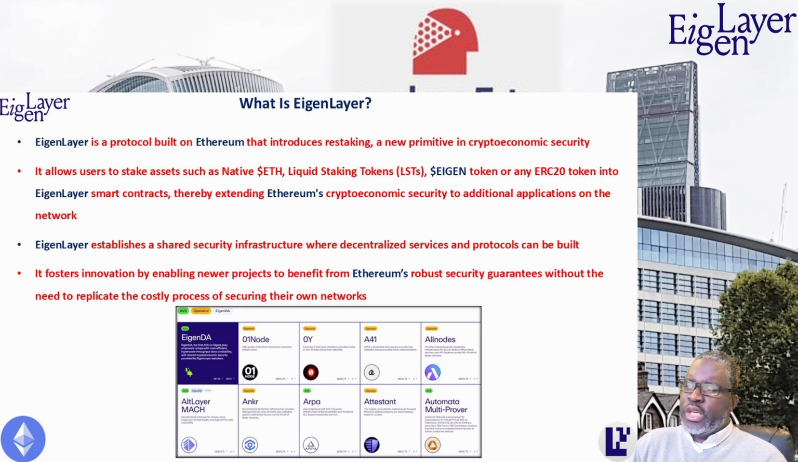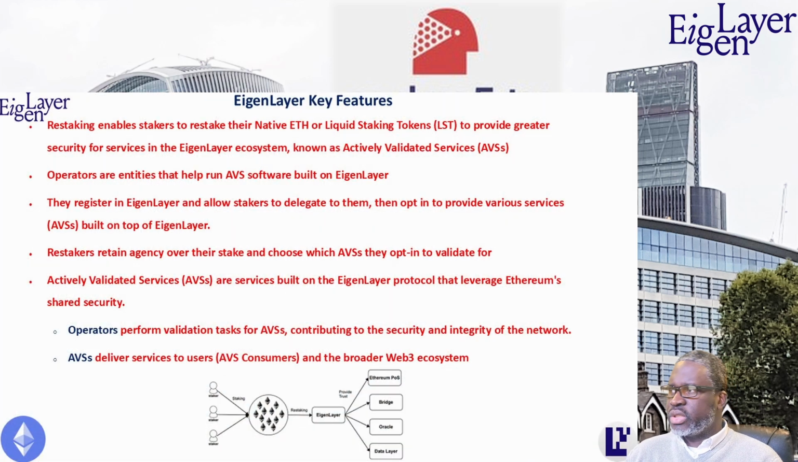Now, let's look at some of the key features that make Eigen Layer one of the much talked about protocols within the crypto ecosystem. We've got restaking, and here restaking enables stakers to restake their native ETH or liquid staking tokens known as LSTs to provide greater security for services in the Eigen Layer ecosystem known as actively validated services or AVS. There are also operators, who are entities that help run AVS, or actively validated services software, built on Eigen Layer. They register in Eigen Layer and allow stakers to delegate to them, then opt in to provide various services built on top of Eigen Layer.